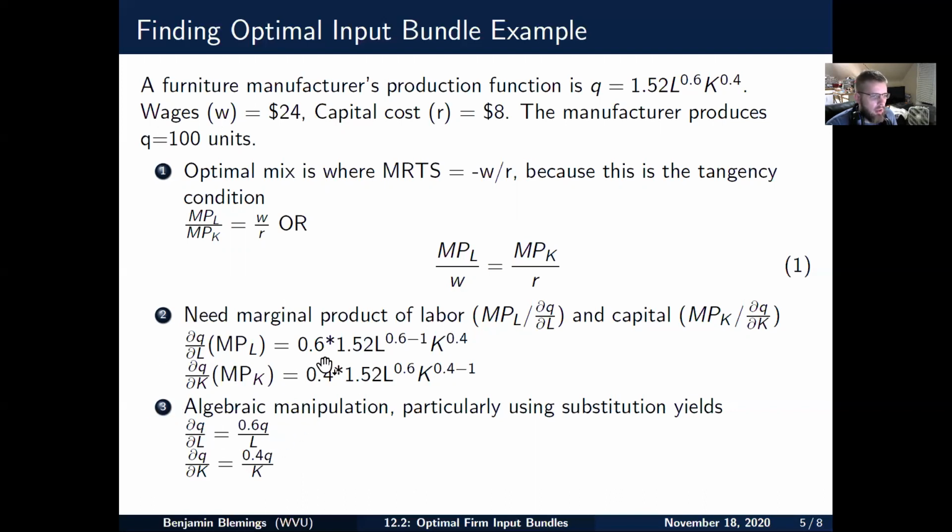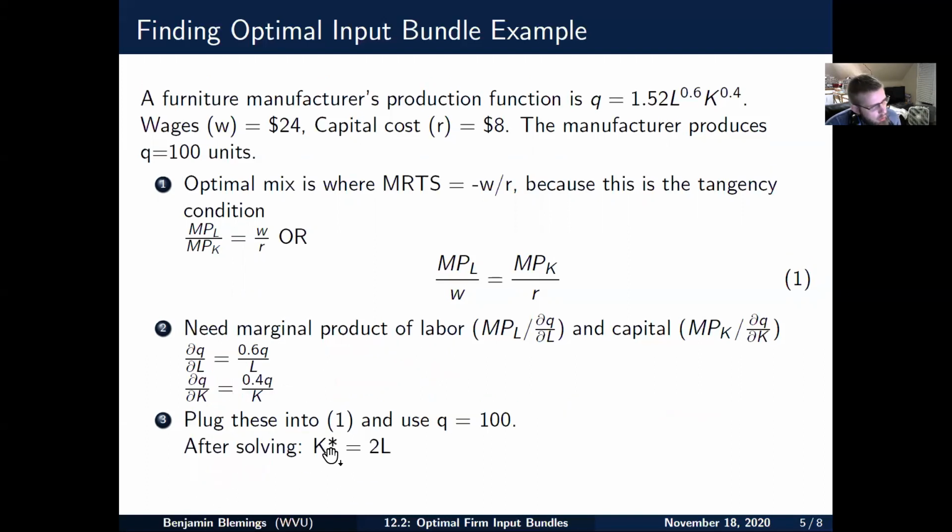What they're doing is substituting for Q. They're substituting Q back in for 1.52 L to the 0.6 K to the 0.4. And how they do that is they're multiplying. So this will be L to the negative 0.4 on the bottom. And what they're just going to do is multiply both the numerator and the denominator by L to the 0.6. And so then you have Q on the top and just L on the bottom. And the same thing with K. That was really frustrating. And then once you have these, you can just plug these into the optimal condition and solve.